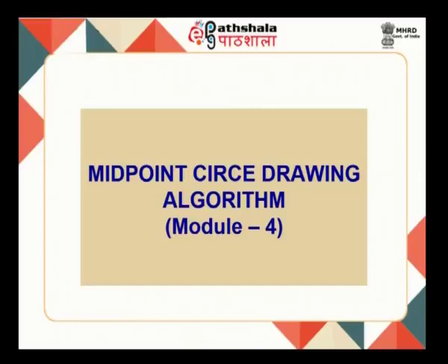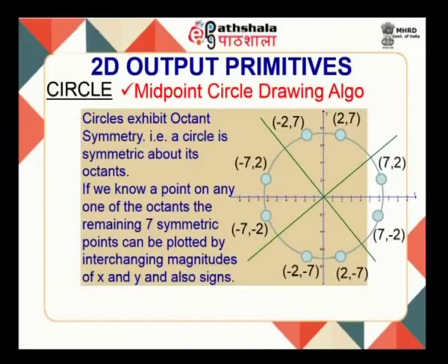Circles are the most common primitives that everyone uses. A circle is very symmetric, that is, a circle has a nice shape, and its important property is that it exhibits octant symmetry. Octant means 8. So, oct is 8, octant is 8. So, it exhibits symmetry about its octants.